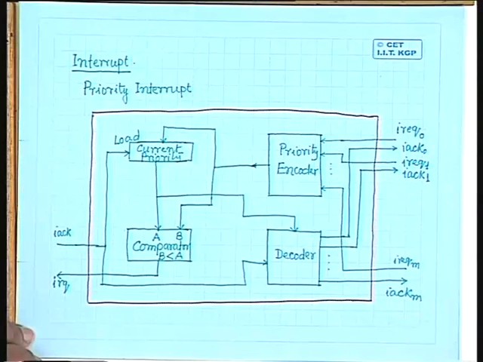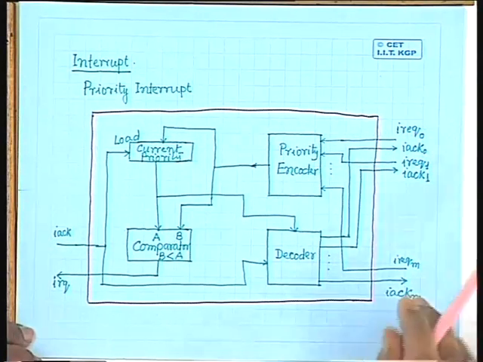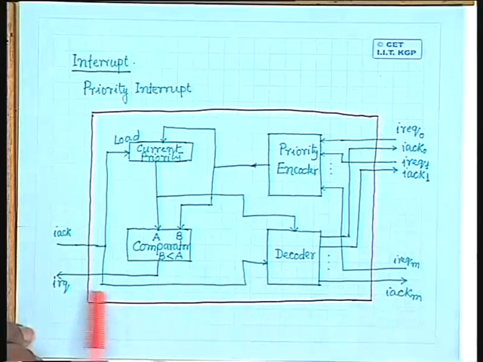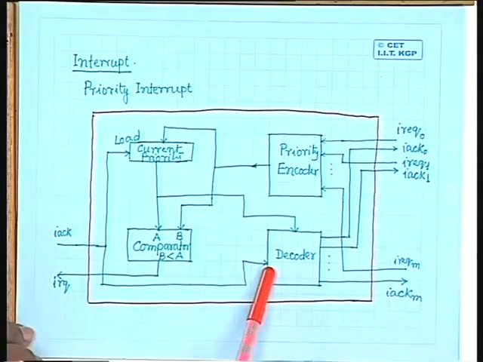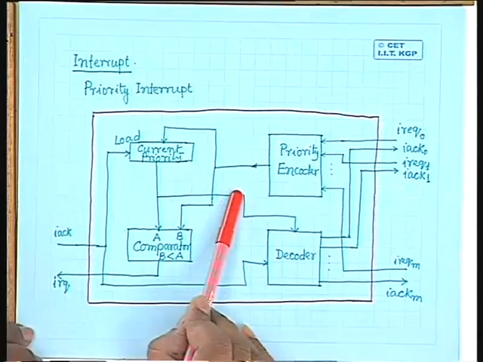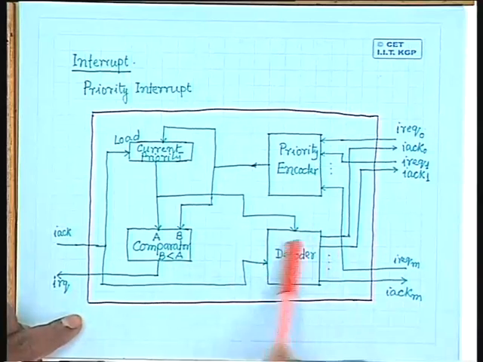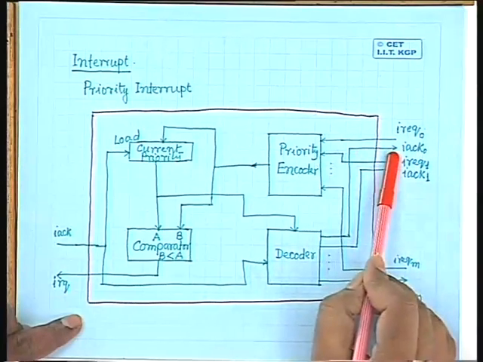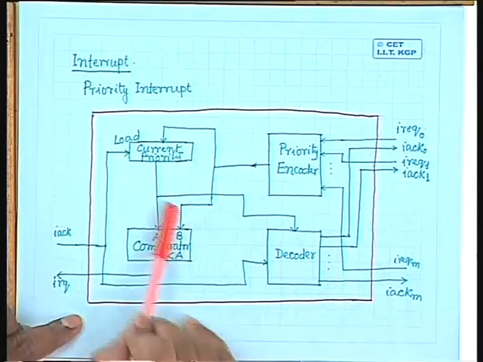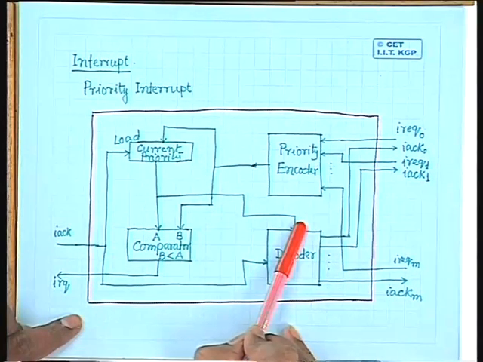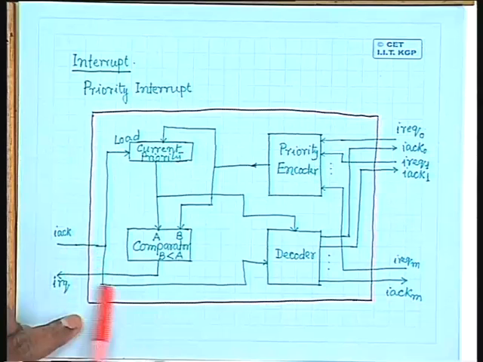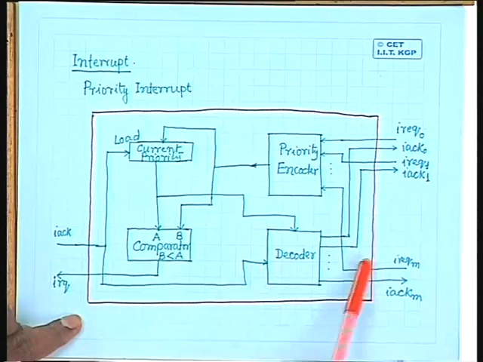Yes, some question from this side. Sir, what is this second input to the decoder? This is the interrupt acknowledgement. The other one is the current priority level. See, the logic is, because this decoder has to activate one of the decoder outputs. Which decoder output has to be activated? That depends upon this priority which has been accepted. So that is why it needs this input as well as this interrupt acknowledgement. Both are needed to generate an output signal high.